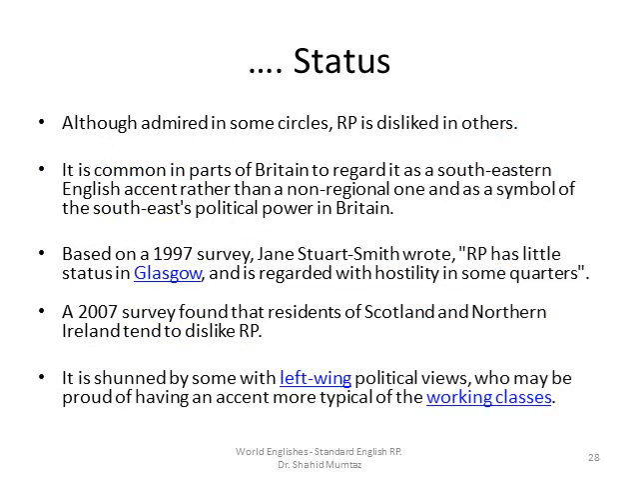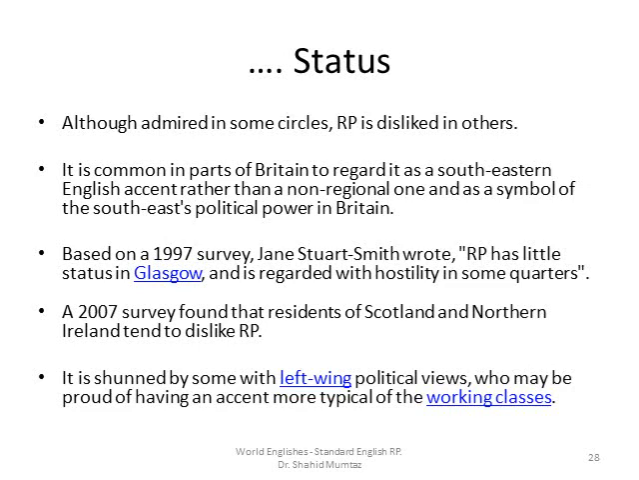Although admired in some circles, RP is disliked in others. So now we'll talk about some negative aspects of RP as well. So far we were just praising RP, and now let's see what the left-wing people say about this. It is common in parts of Britain to regard it as a southeastern English accent rather than a non-regional one, and as a symbol of the southeast's political power in Britain. Based on a 1997 survey, Jane Stuart-Smith wrote, RP has little status in Glasgow and is regarded with hostility in some quarters. Some people in some areas really disliked it.